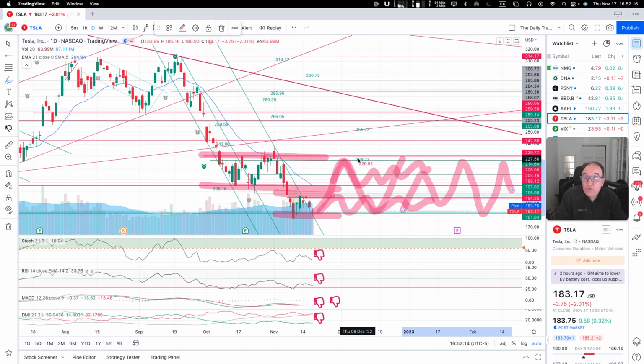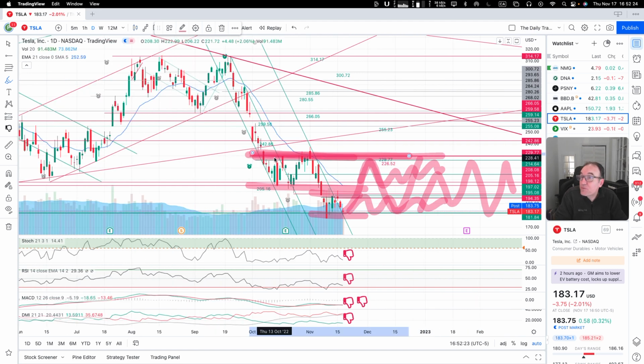For the covered calls sellers, we have important resistance right here at 229.77. If you want to sell a little bit outside, I would sell outside of it. So you can decide at what point, but at least outside of 229.77.